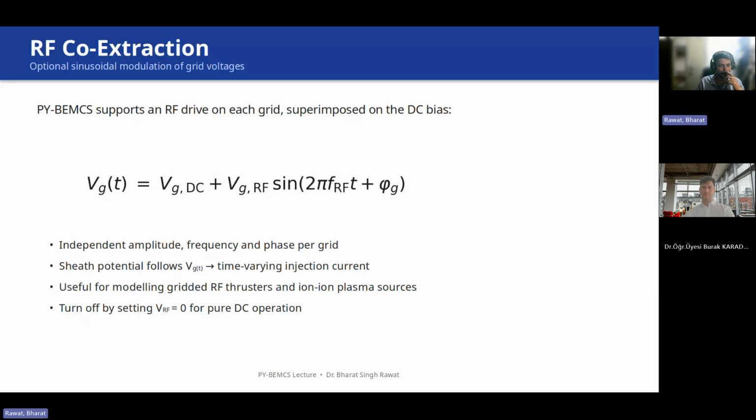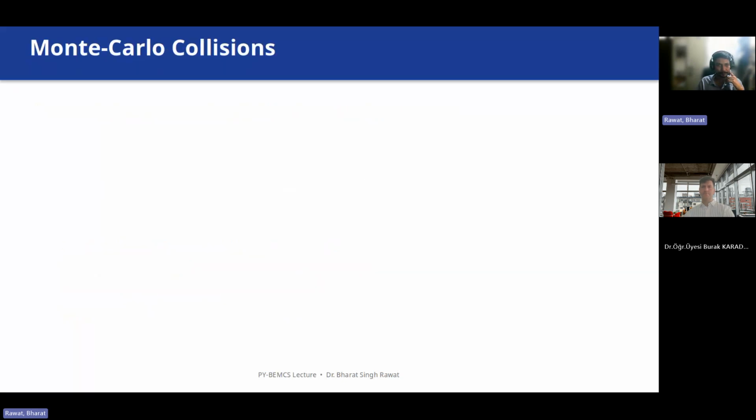But I believe that RF co-extraction is still not very efficient. It is still possible, but it's still not very efficient because it causes a lot of sputtering and a lot of instabilities in your plasma flow.